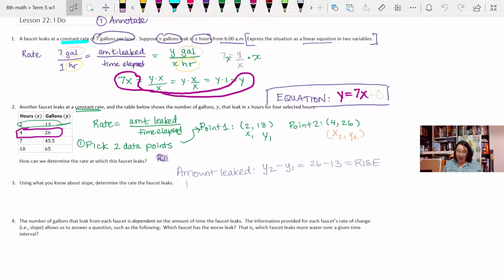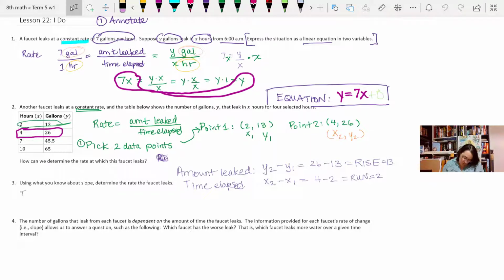And the time elapsed, well, that's the change in these x values. It's the amount of hours that passed between these 2 data points that I was considering. x2 minus x1, which is 4 minus 2, which is our run, in this case, of 2 hours. So if I take the quotient of amount leaked over this time period of 2 hours, the rise over the run, that's giving me the ratio that I'm looking for. That gives me my constant rate.